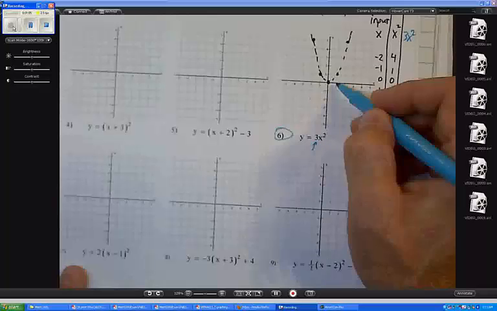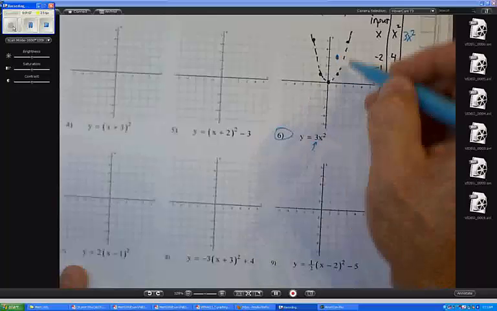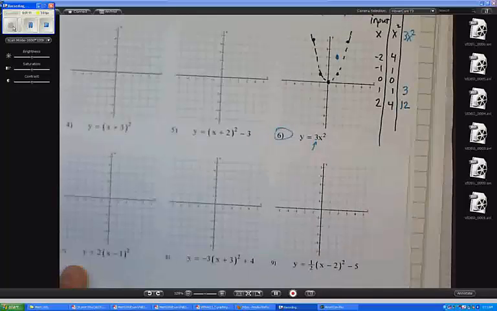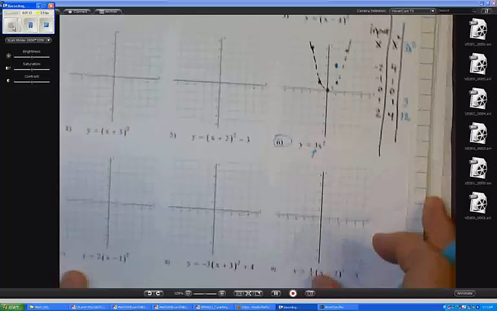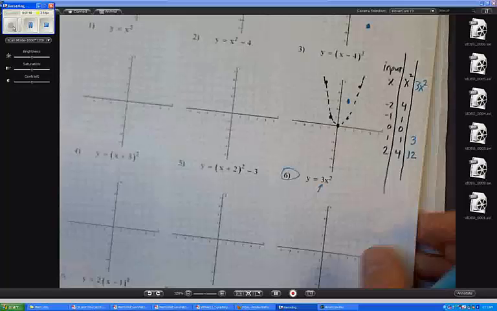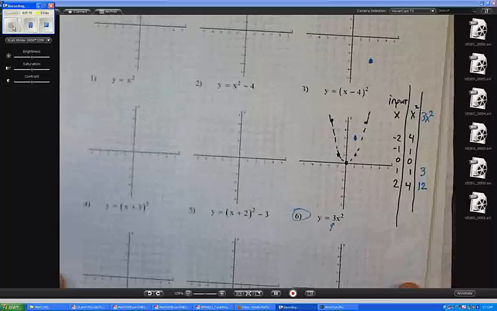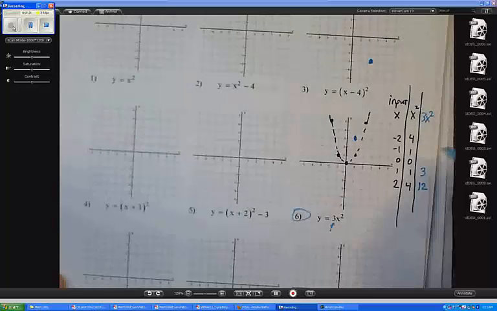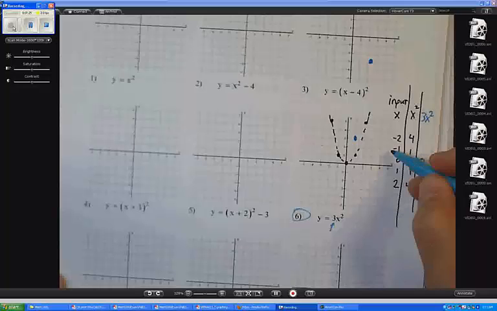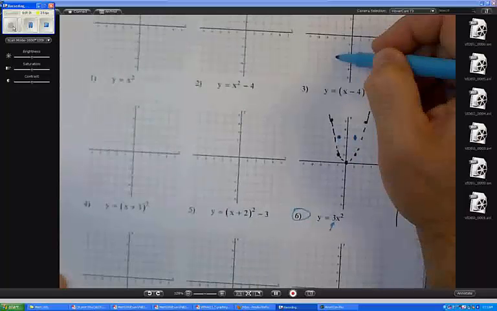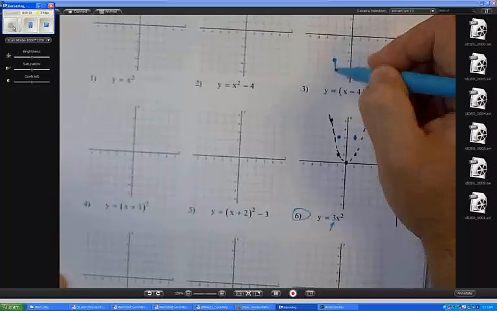And I can actually plot that. Here's 1, 3. I guess 2, 12 would be way up here somewhere. Let me pull that down so you can see it. It's there. Right. Okay. 0, 0, -1, 3, and -2, 12. So we do get a parabola, just like we did before. It's just what happened.